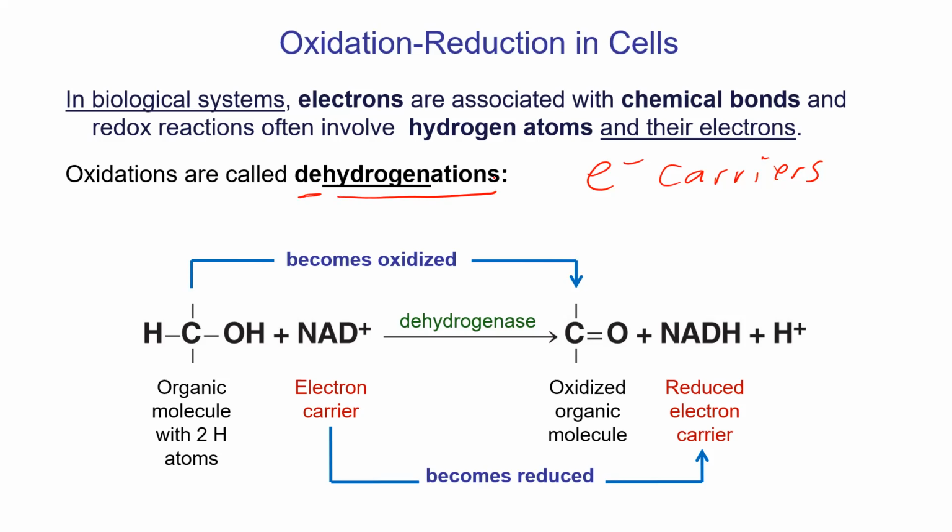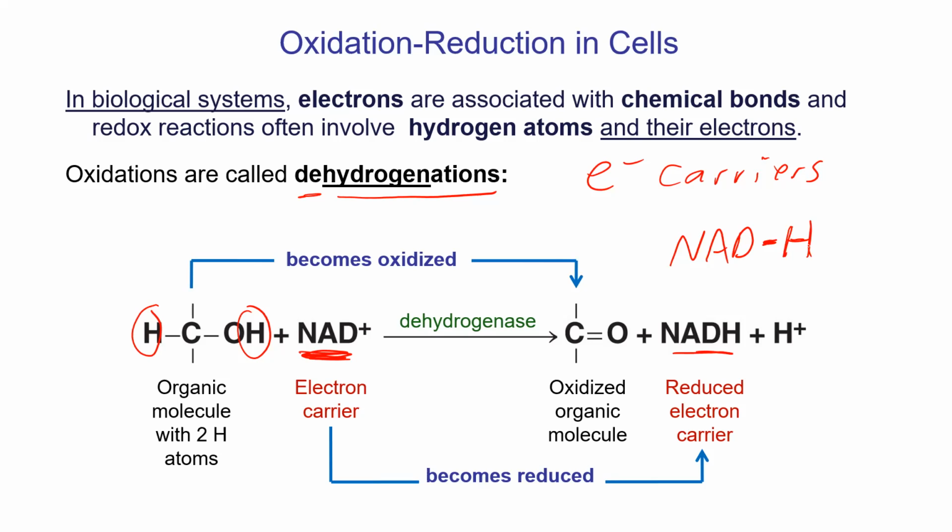We have an organic molecule, and we've got a hydrogen here and a hydrogen here. And we have this thing here, this electron carrier called NAD+. I'll show you what that looks like in a moment. And this NAD+ is going to take one of the hydrogens. So you can kind of think of it like this. This line is a bond, and that bond is 2 electrons, and H represents hydrogen.